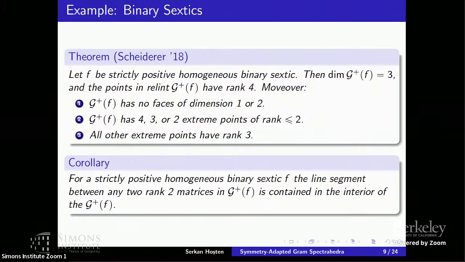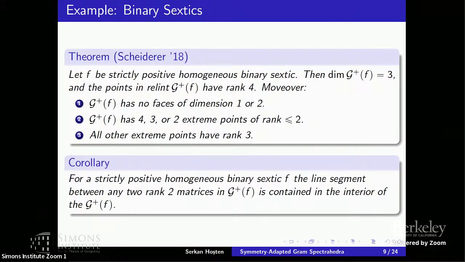Moreover, it's a big question to decide how many squares you need to write a sum of squares polynomial. That's given by the rank of the points inside, so the lower the better. For the binary sextic case, on the boundary, or even on the inside, the Gram spectrahedron can have points of rank 2. We know that in general, generically, it's going to have exactly 4. It could have a little lower too. And moreover, here's an interesting corollary.